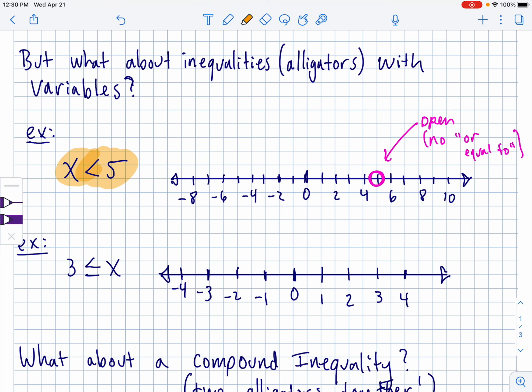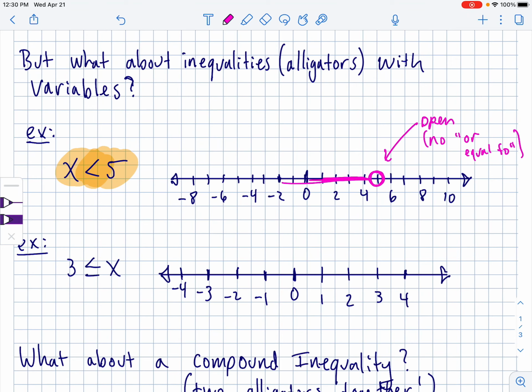Now, the less than part of this means that x is every number that's less than 5. Less than means that you go to the left. I chose a great time to record this video. There's people mowing the lawn outside my room.